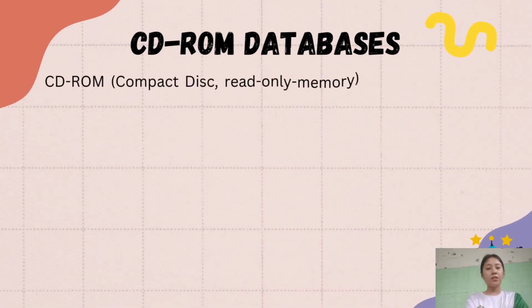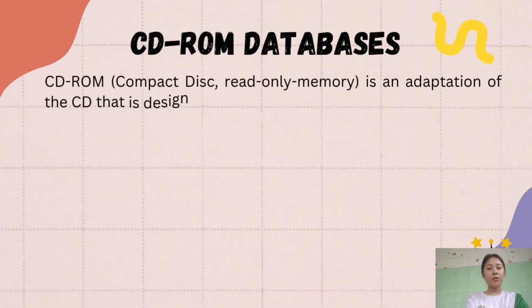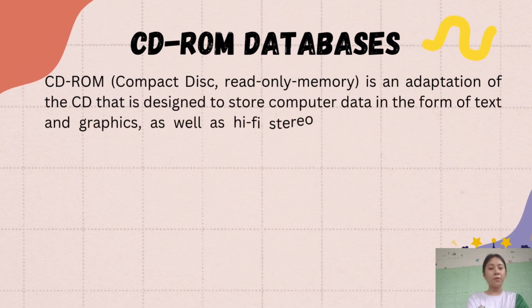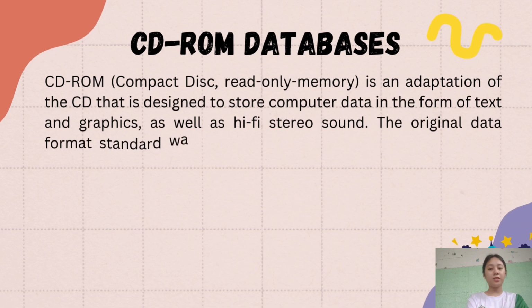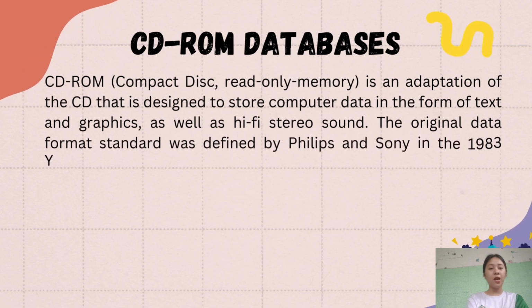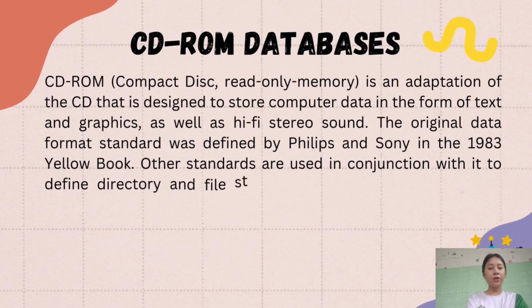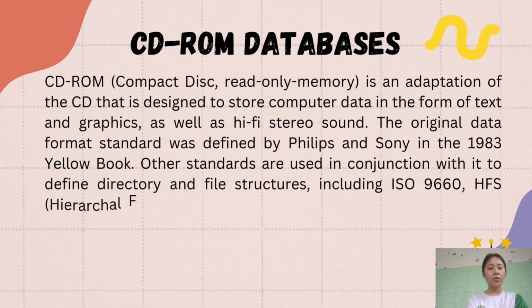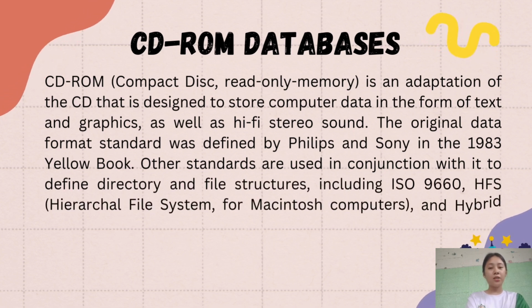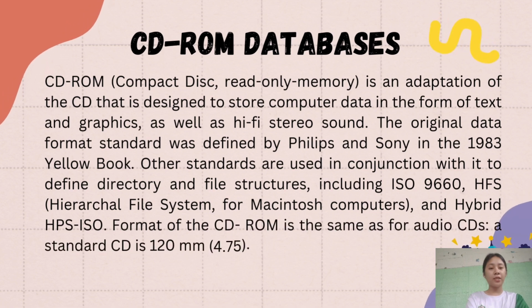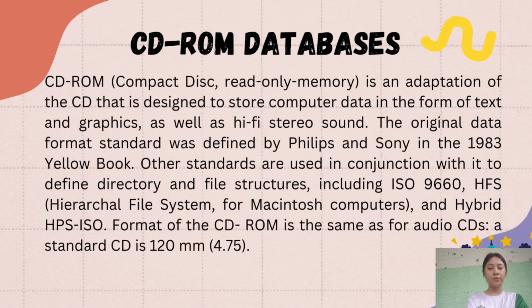Next is the CD-ROM databases. CD-ROM, compact disc read-only memory, is an adaptation of the CD that is designed to store computer data in the form of text and graphics, as well as hi-fi stereo sound. The original data format standard was defined by Philips and Sony in the 1983 Yellow Book.